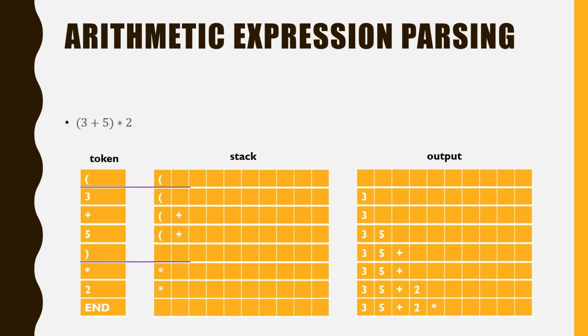Now, let's consider left parenthesis 3 plus 5 right parenthesis times 2. And we will be focusing on the handling of the parentheses in this example. The first token is a left parenthesis. According to the algorithm, it is pushed into the stack. The fifth token is a right parenthesis, and we will pop all operators in the stack until we see its matching left parenthesis. Note that the left parenthesis is also popped.